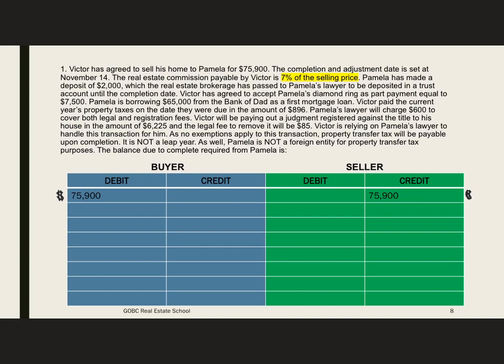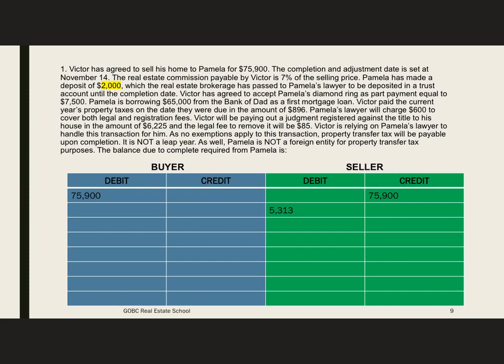The next thing we're going to deal with is that real estate commission. So the seller pays the real estate commission. They're nice enough to actually say that to you in the question. It's paid by Victor, and it's for 7% of the selling price. So we need to debit that to the seller, and that will not show up on the buyer's statement. So when you do 7% of $75,900, you get $5,313, which you see has been put into the debit column for the seller.